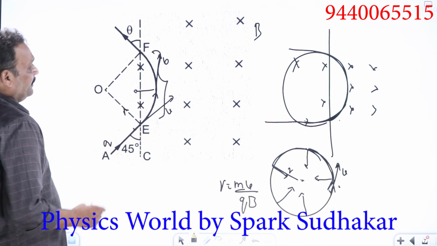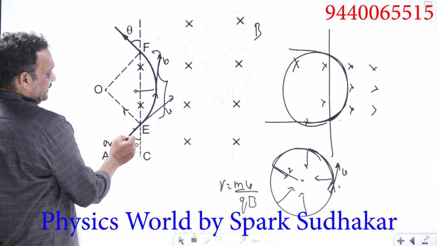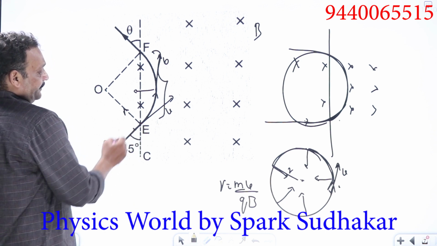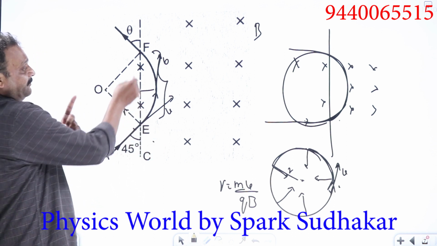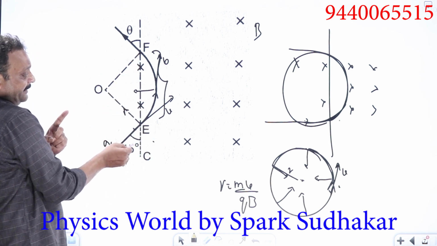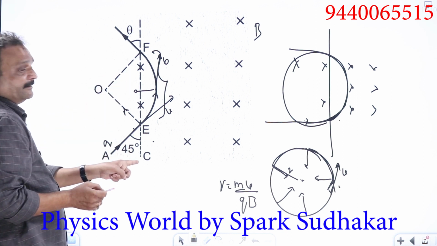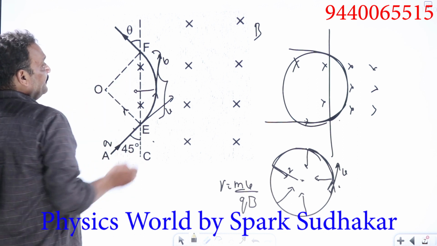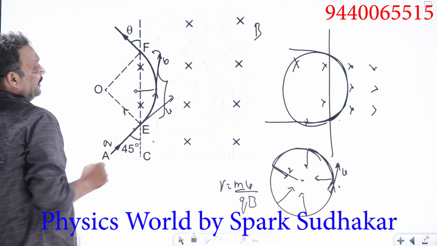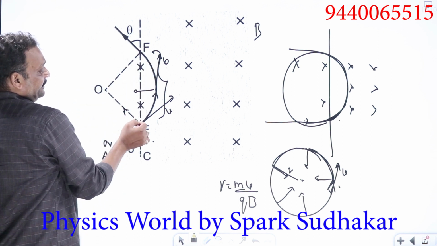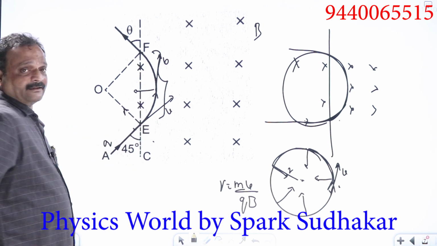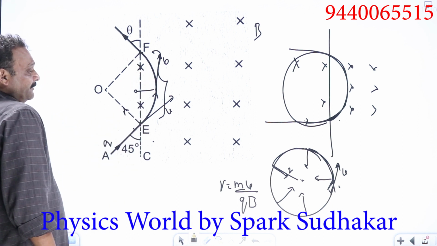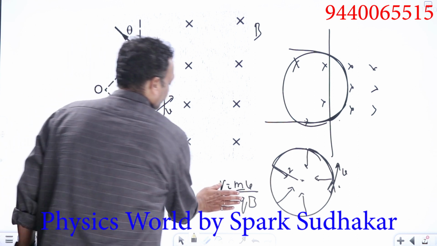Now this angle is given as 45 degrees. The magnetic field is here, velocity is perpendicular, the only thing is that with respect to this line it is making an angle. The entry point is at 45 degrees with this line, the edge of the magnetic field. What is this angle theta, and what is the distance between the entry point and exit point of the magnetic field, that is, the length EF? That's what we are supposed to calculate now. How do we proceed?